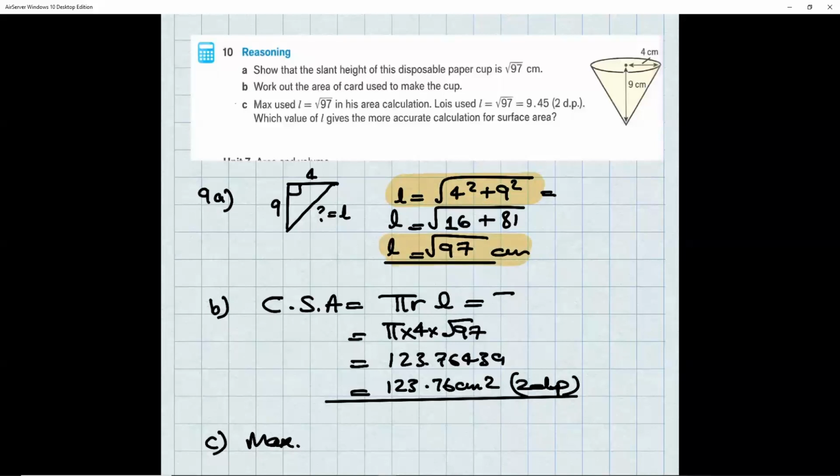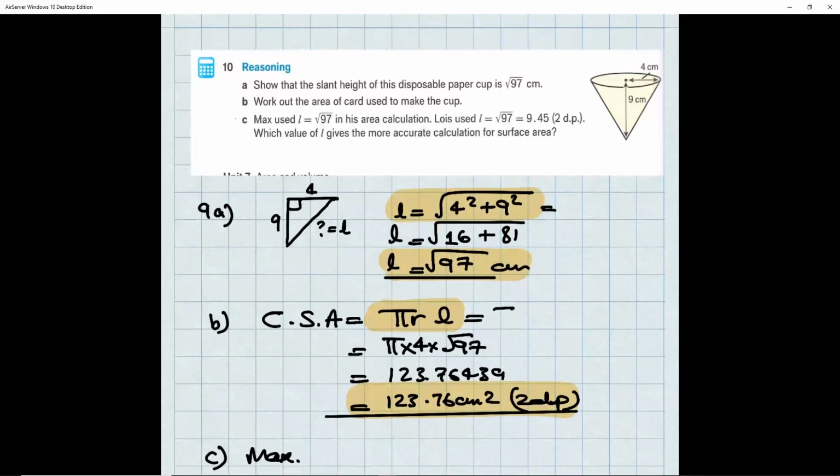Next, the curved surface area is equal to, what's the formula again? Pi r L. That's my L by the way, it's not E, L. So we use the L from the top and we put it in the bottom and we get, what answer do you get? 123.76. So which person's got the more accurate answer? The one that uses 2 dp or the one that uses the root 97? The one that uses the root 97.